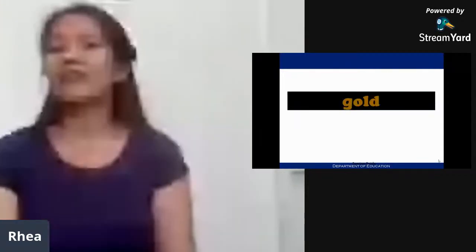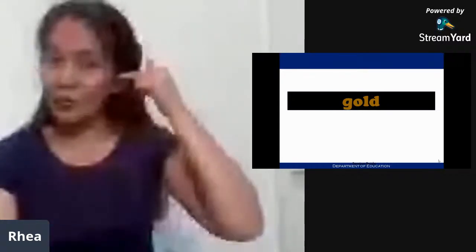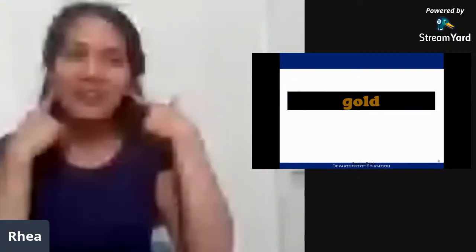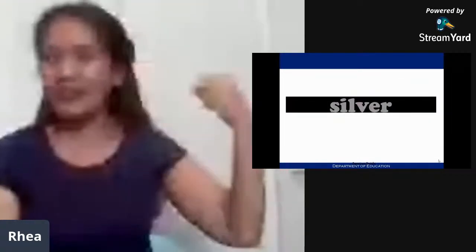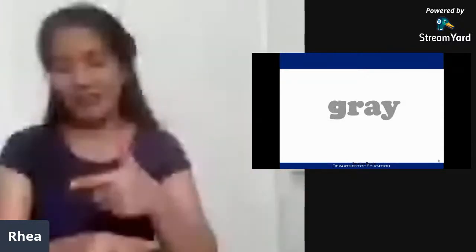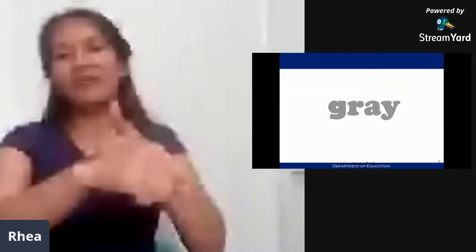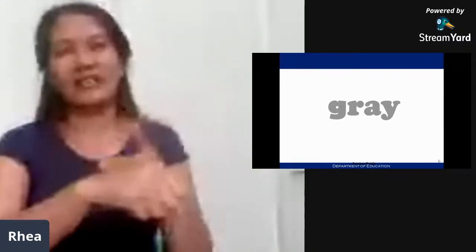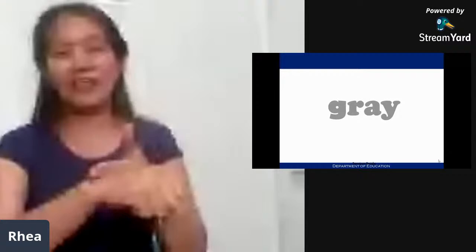Gold. Letter G, gold. From your ears, like you're wearing gold earrings. Wiggle it. Also silver. Letter S, silver. Okay. Gray. Letter G, gray. This is the sign for wood, gray, because when it is burned it becomes ash, gray.